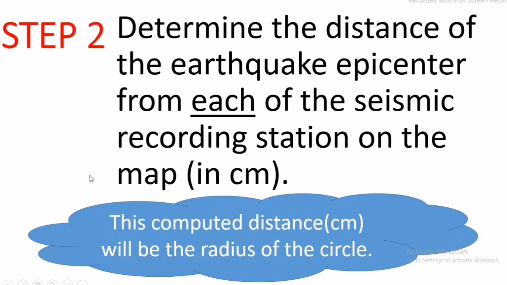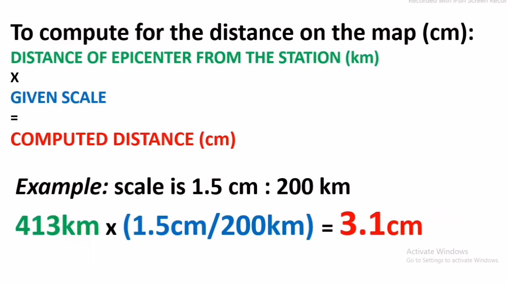After we computed the distance of the earthquake epicenters from the 3 seismic recording stations, we will now do step 2. Determine the distance of the earthquake epicenter from each of the seismic recording stations on the map in centimeters. So this computed distance in centimeters will be the radius of the circle. To compute for the distance on the map in centimeters, we have this formula: distance of epicenter from the station in kilometers times the given scale, equals the computed distance in centimeters.